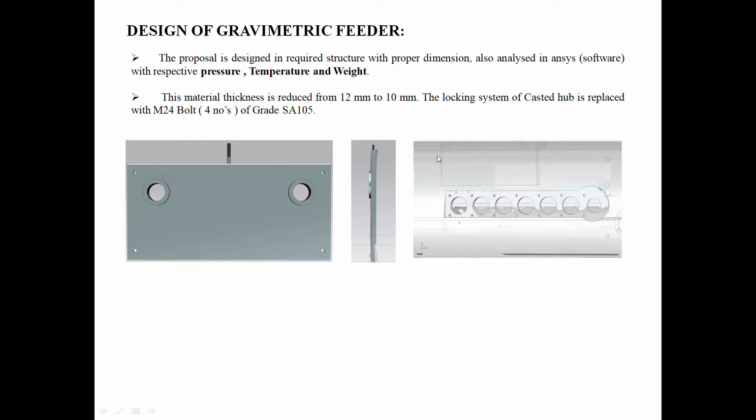Design of gravimetric feeder. The proposal is designed as required structure with proper dimensions. Also analysis answers with respect to pressure, temperature and weight. The material thickness is reduced from 12 mm to 10 mm. The locking system of the casted lug is replaced with 4 numbers of M24 bolts in the grade of SA105.